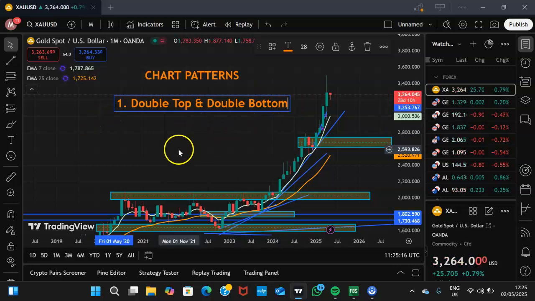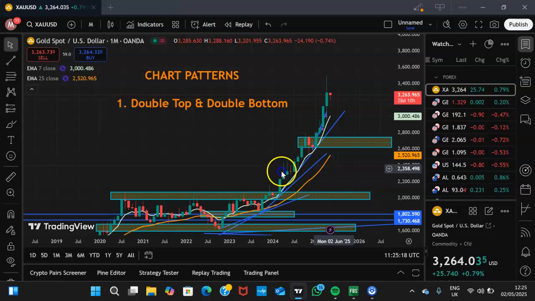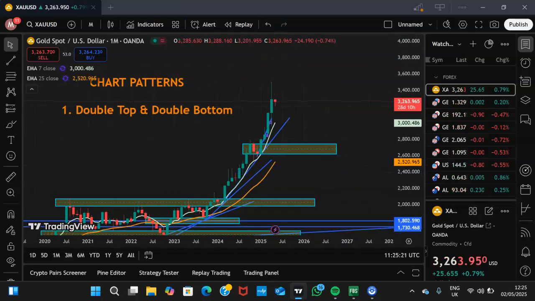Before I go to the second one, let me show you what the double top looks like. Now the double top looks like this when price gets to this point. Let me use this chart. This is gold. Let me use the gold chart to show you what the double top looks like.